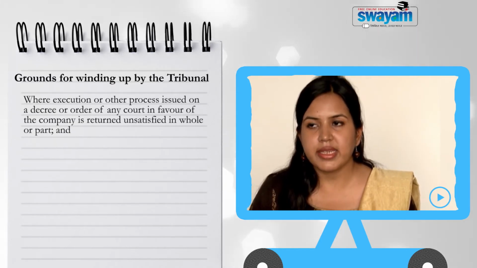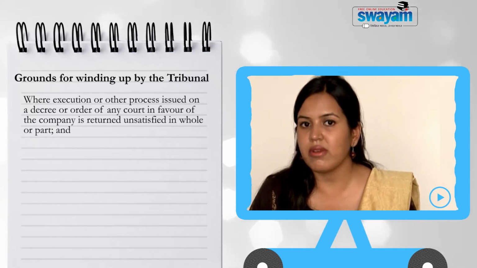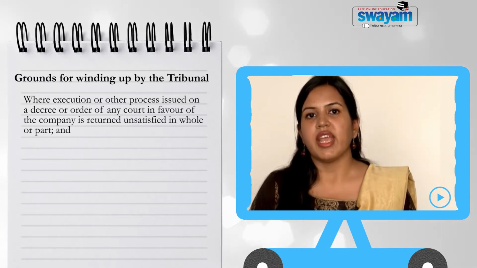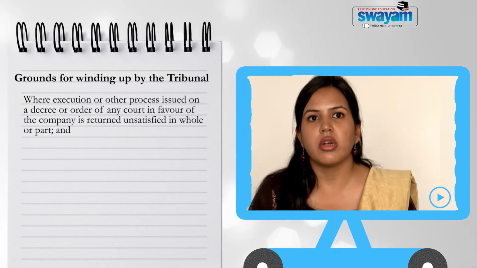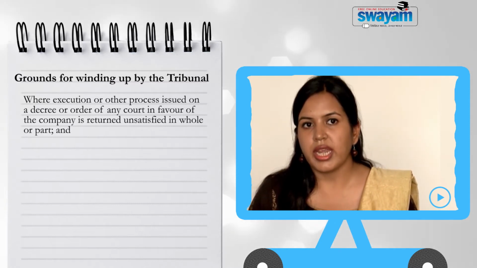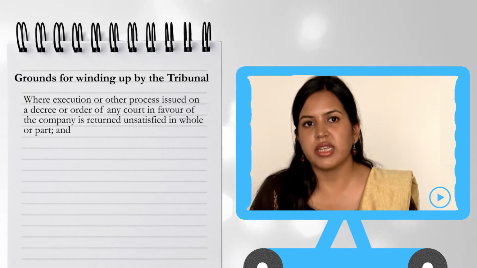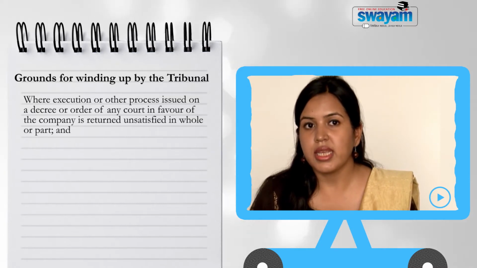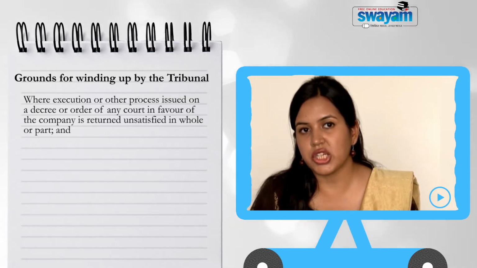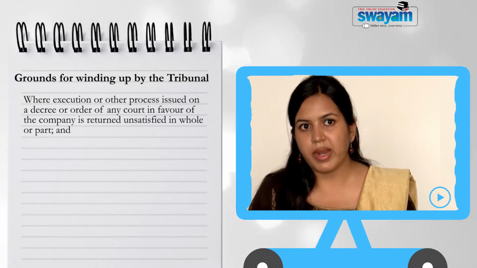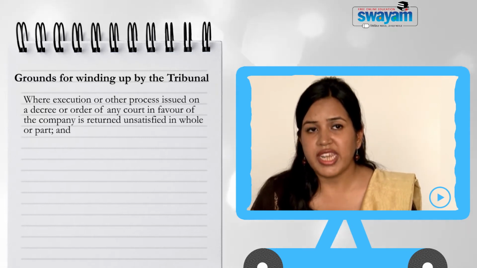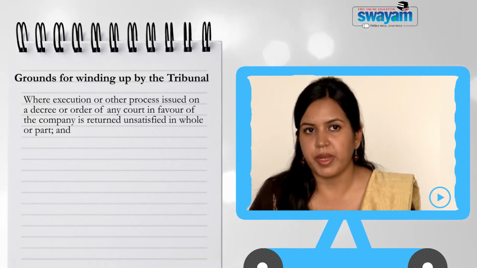Second is where execution or other process issued on a decree or order of any court in favor of the creditor is returned unsatisfied in whole or part. So if there is any dispute against the company in the court, and a court has passed a decree against the company, and the company fails to satisfy the decree, then in such a case the court can take action suo motu, plus on any application made by the decree holder. So the court can proceed for the winding up of the company.